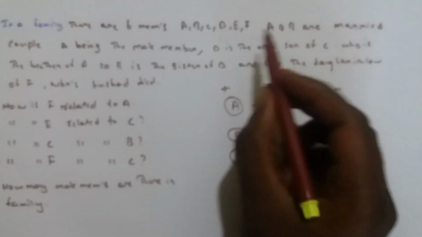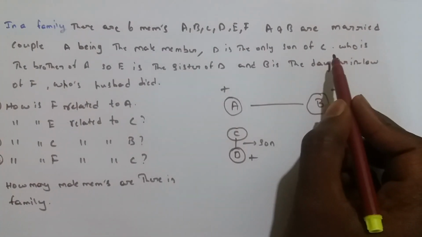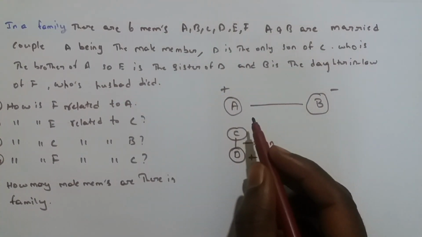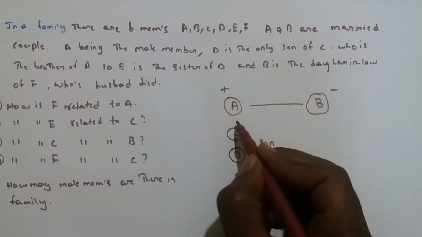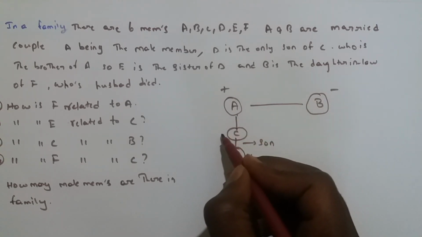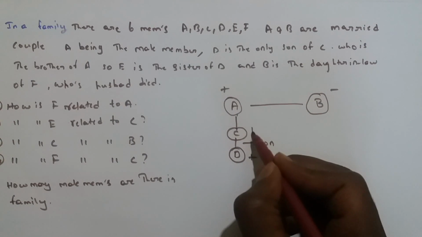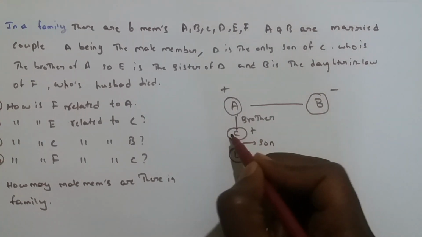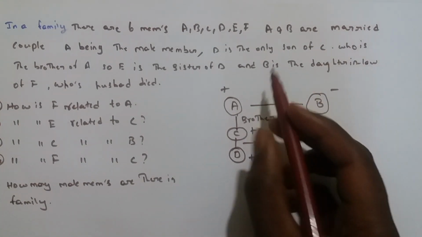Now D is the only son of C and C is the brother of A. C is related to A as brother, so C is also plus.